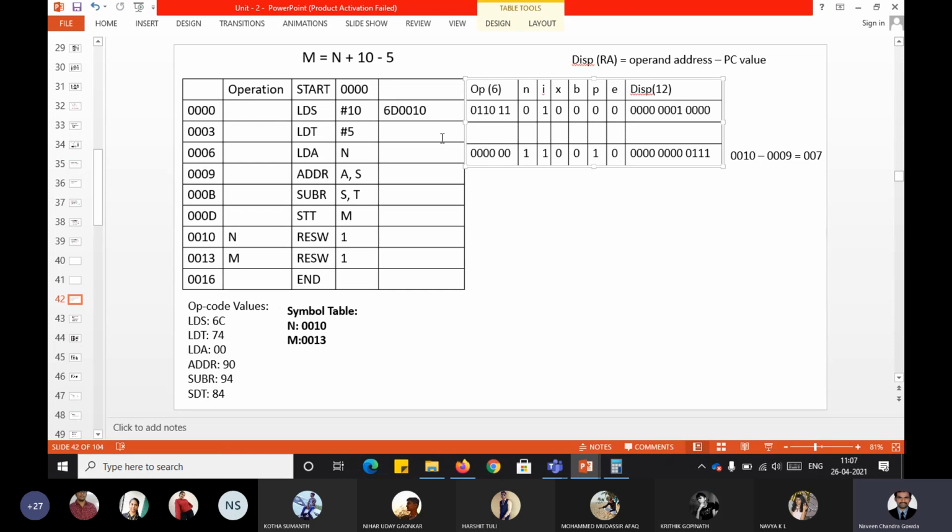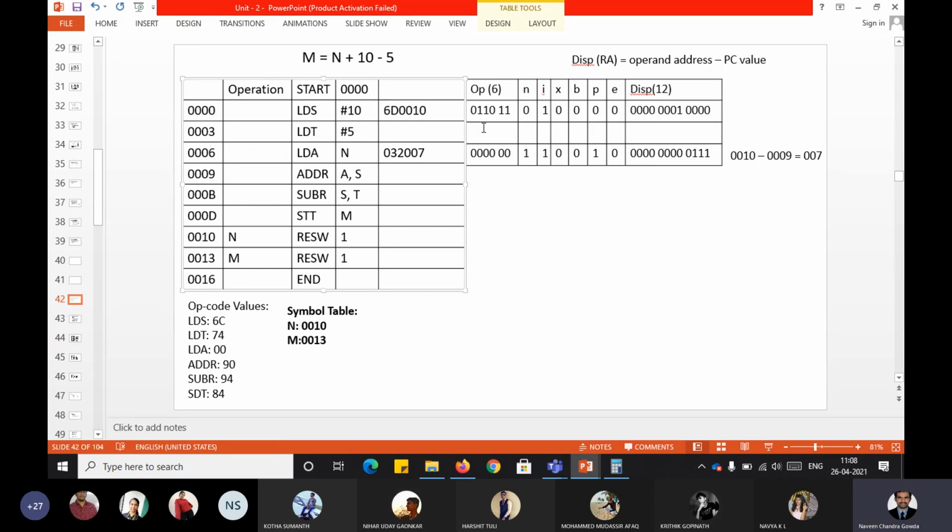Now based on this, what is the object code? You can observe it is four zeros, so 0. Again 0011 is 3. Again 0010 is 2. Followed by 0, again followed by 0, again followed by 7. That is the object code. Students, are you getting it? This is a very simple example which I considered. Students, are you understanding? Yes, sir.